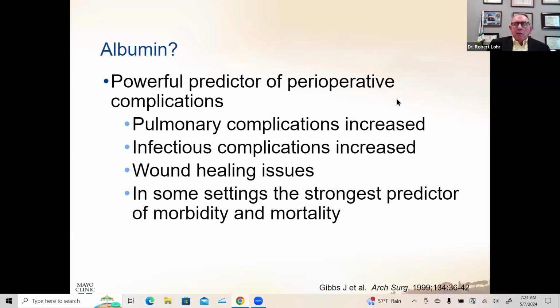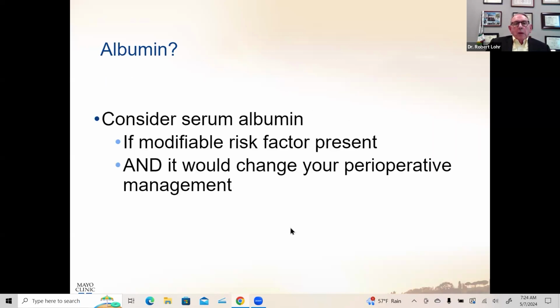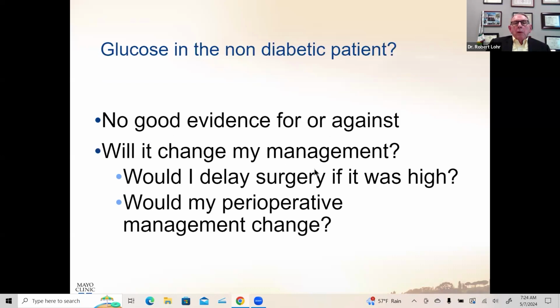Now, if they have nephrosis or cirrhosis or protein losing enteropathy or something like that, you ought to know that. And you can predictably say, well, their albumin is low, so they're probably at higher risk for some of these other things, but you don't really have to check the albumin. If you think it would modify things, go ahead, but I can't think of a situation where that might be the case. How about the glucose?